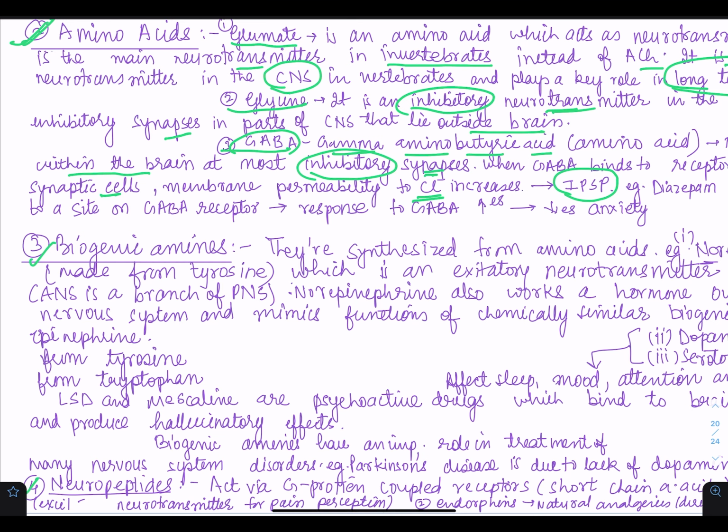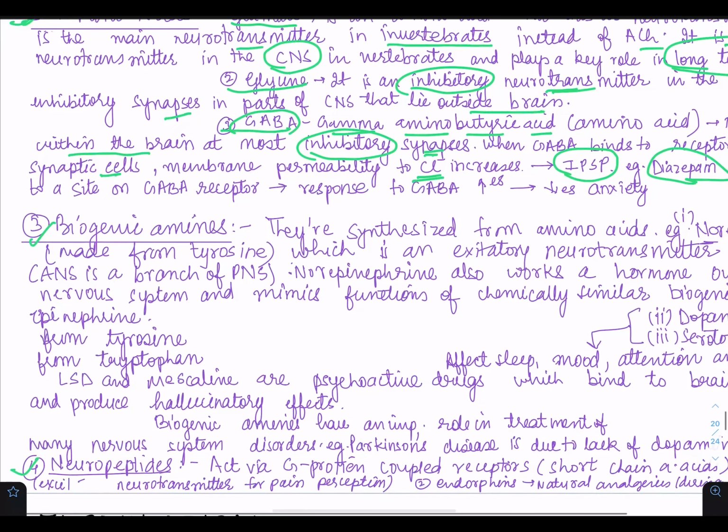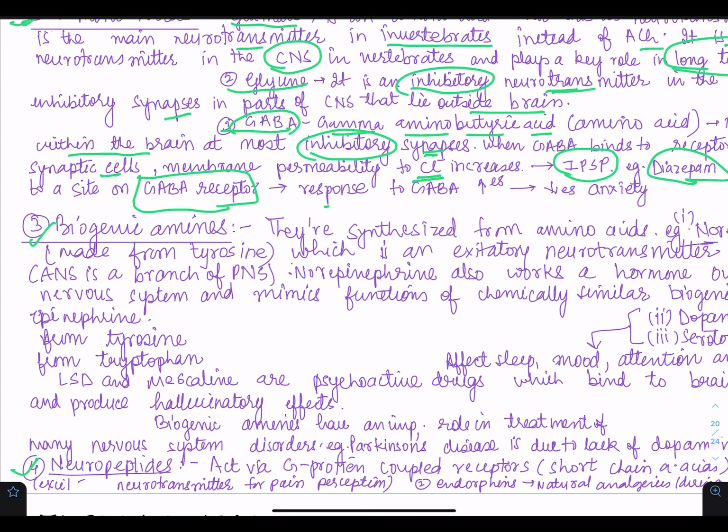The example is diazepam. This drug binds to a site on GABA receptors, and as a result the response to GABA will increase. And this is how diazepam helps to reduce anxiety. This is the clinical use of diazepam.